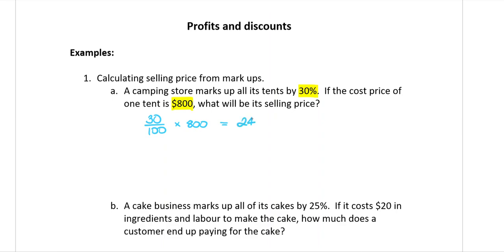240, good. Now, because we are increasing or marking up, that means we need to start with the 800 and add on the 240. Adding together, we get $1,040.